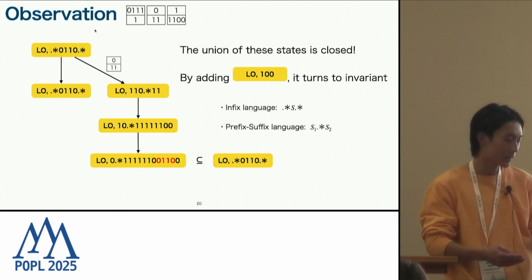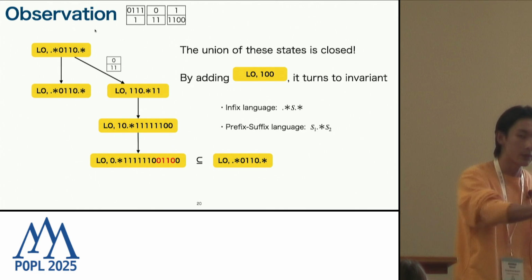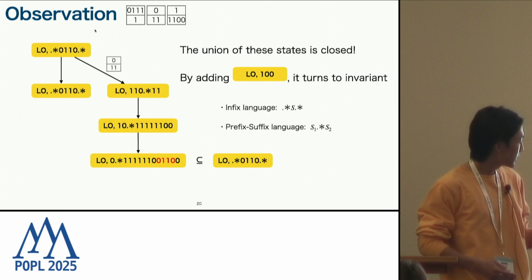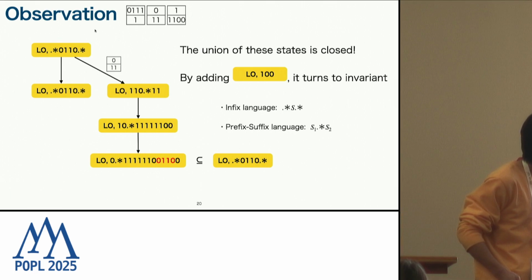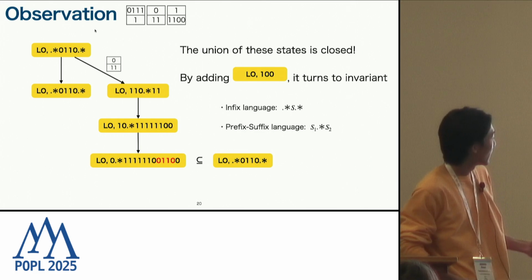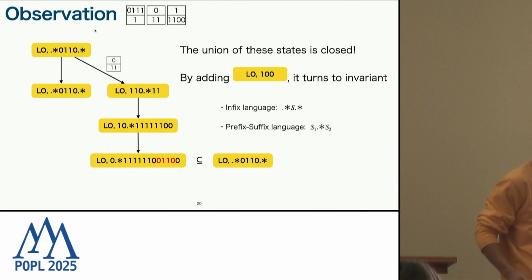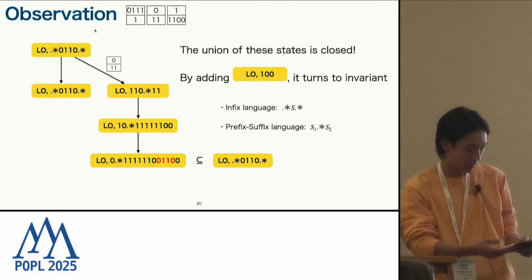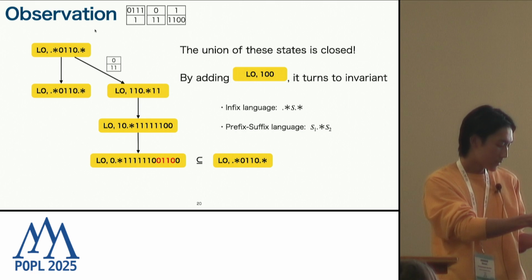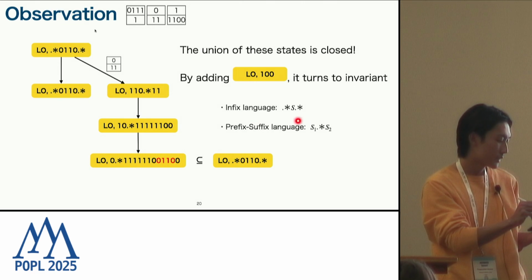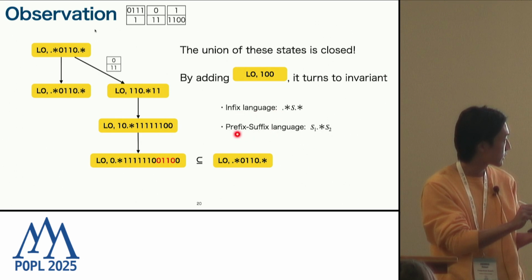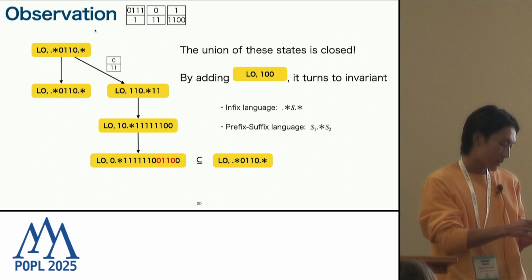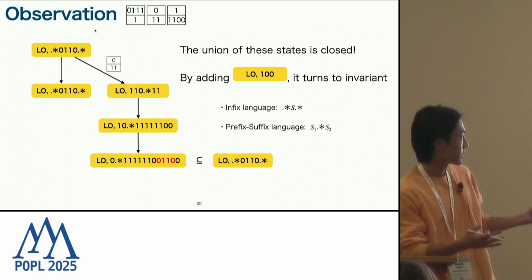In this way, we can transition a state set to several state sets. In this case, eventually it reaches the below state, and as it contains 0110 as a substring, it is subsumed by the root node. So the union of these states is closed under transition. And we call this type of language infix language, and we call this type of language prefix suffix language. We use these 2 languages to abstract states.